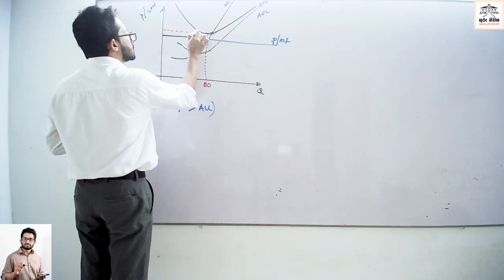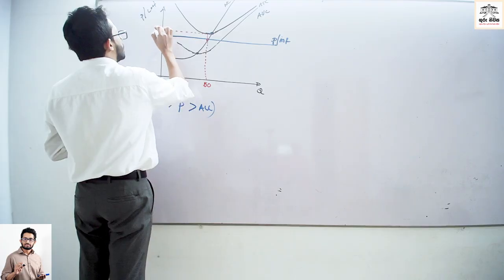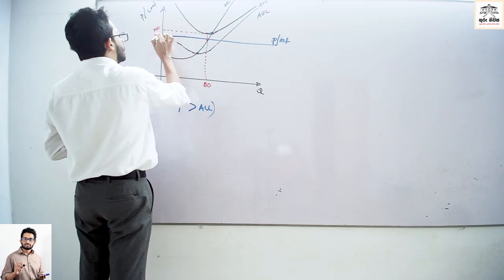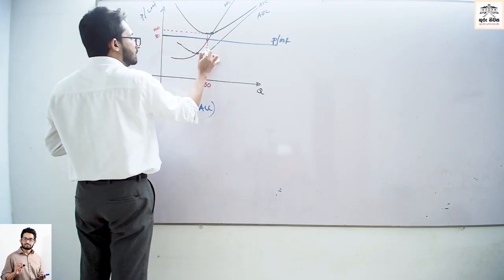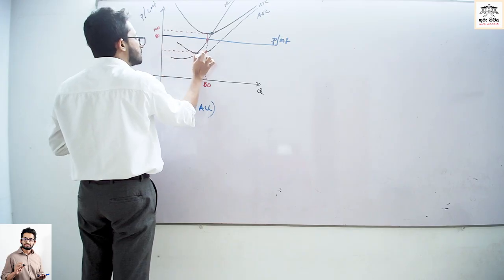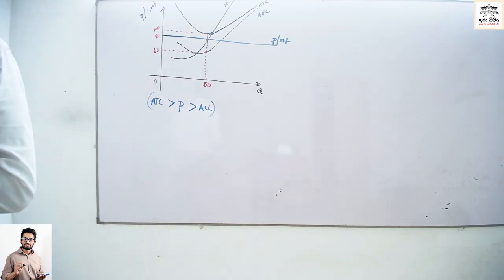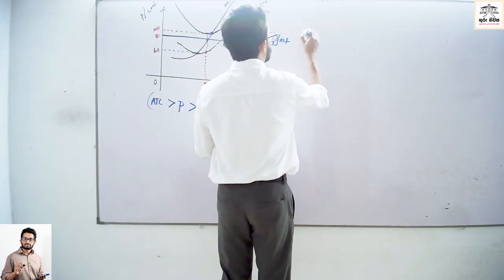This is the average total cost at 50 units. Assume the average total cost is 100 rupees. The price of the product is 80 rupees. This is the average variable cost. Assume that the average variable cost is 60 rupees. Right? I want you to calculate profit or loss next to the diagram. Here there is a loss. How to calculate the loss?